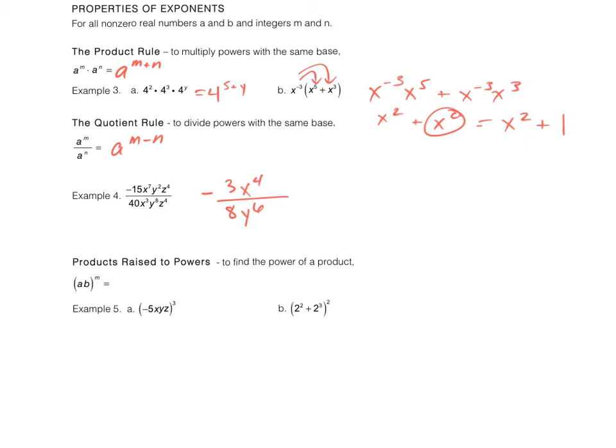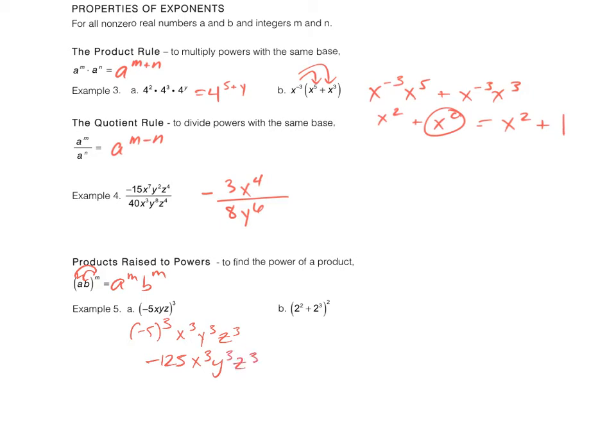Next up is the power of a product. So if we have a times b raised to the m, that is a to the m times b to the m. So essentially we've distributed that exponent into both of those. In example 5a, we're going to do the same thing. So we're going to have negative 5 cubed times x cubed and y cubed and z cubed. And negative 5 raised to the 3rd power is going to be negative 125, and then these ones just stay the same.